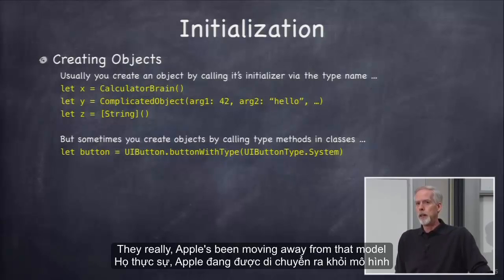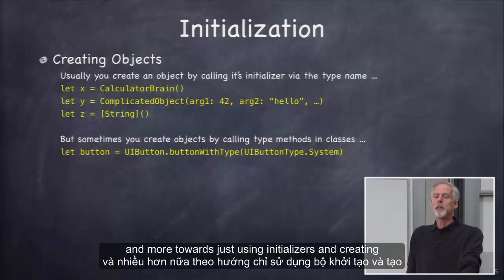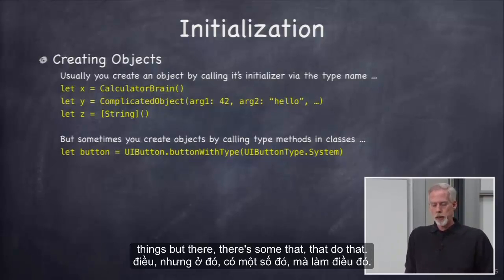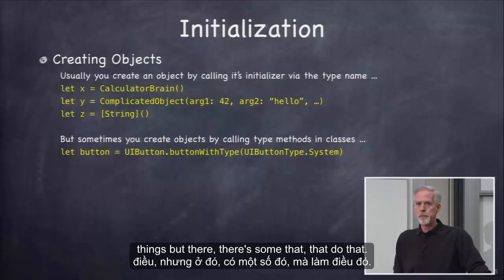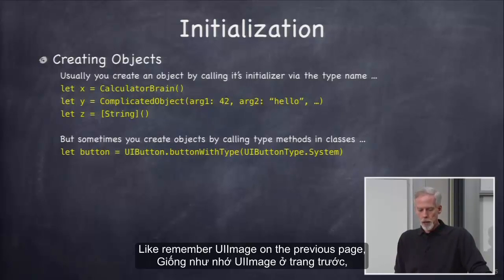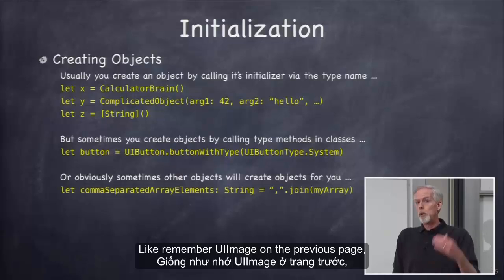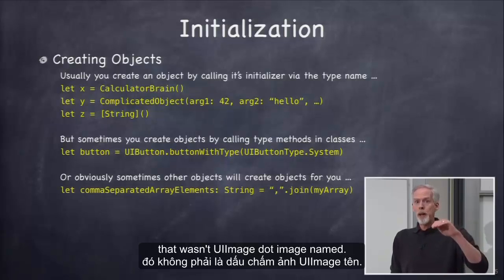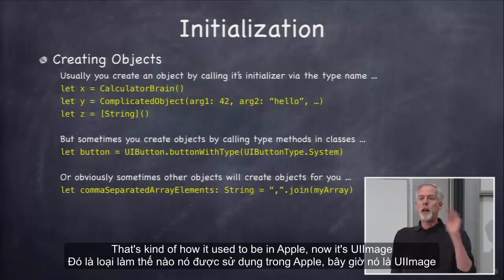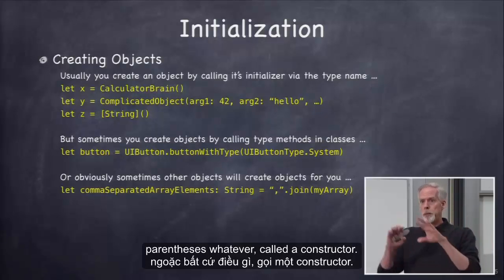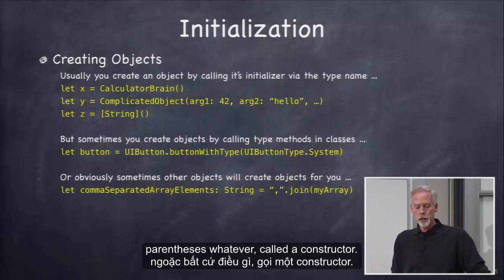Very rarely. Apple's been moving away from that model and more towards just using initializers and creating things. But there's some that do that. Like remember UIImage on the previous page, that wasn't UIImage.image named. That's kind of how it used to be in Apple. Now it's UIImage, parentheses, whatever, call the constructor.